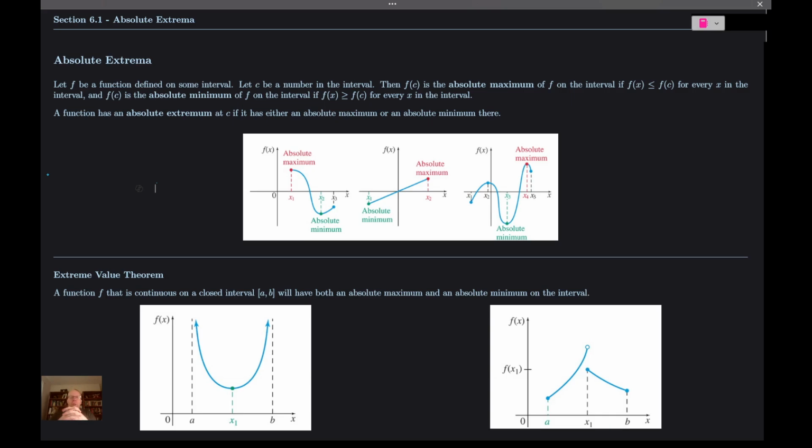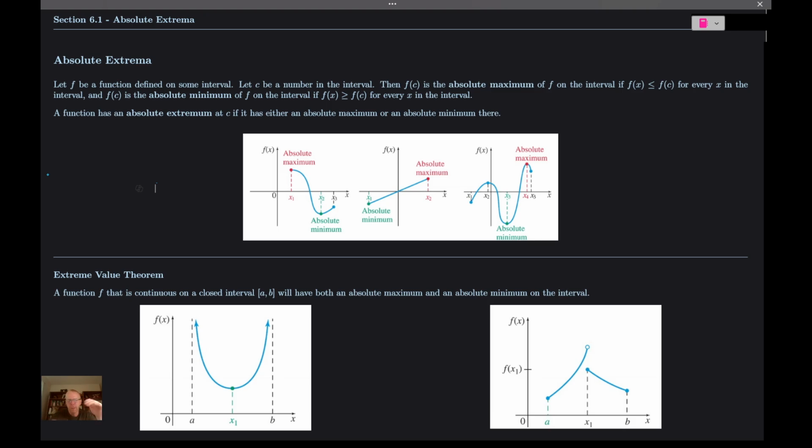So we're starting chapter 6 in this video, and we are going to talk about what are known as absolute extrema. And we've seen this word extrema before. Extrema is just the plural of extreme, and maxima, minima, that kind of thing. So absolute, as opposed to relative, is over the entire domain that you are looking at of a function.